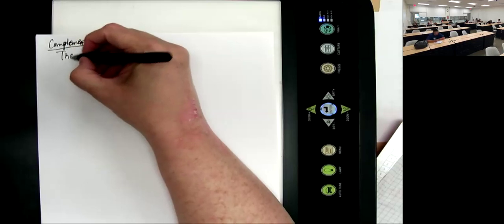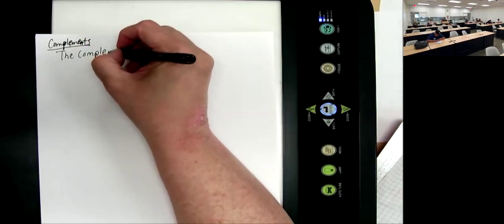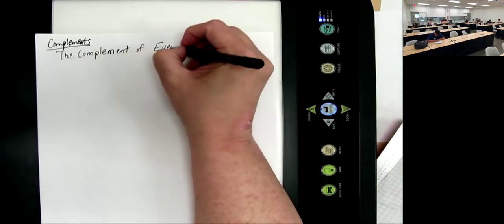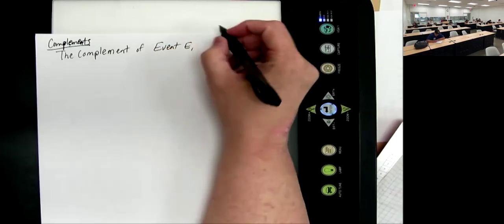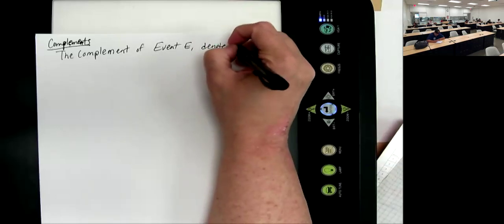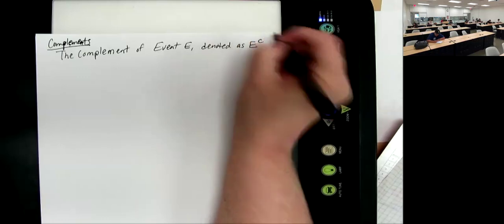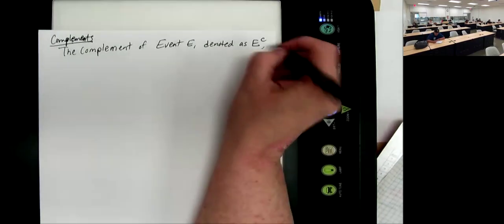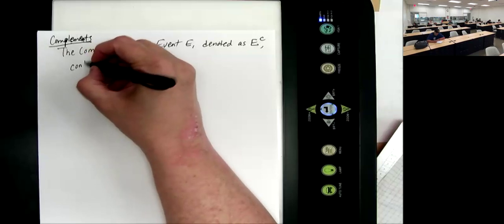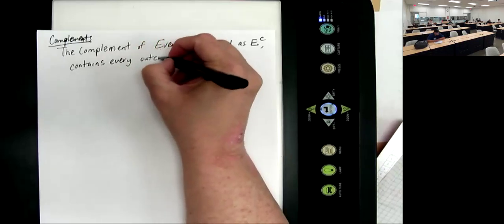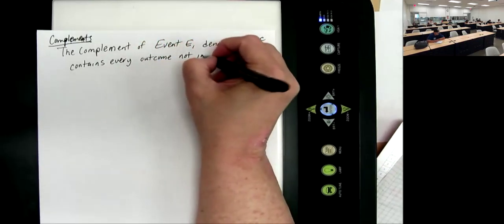So the complement of event E is denoted as E with the C above it. The C looks like an exponent. It contains every outcome not in E.